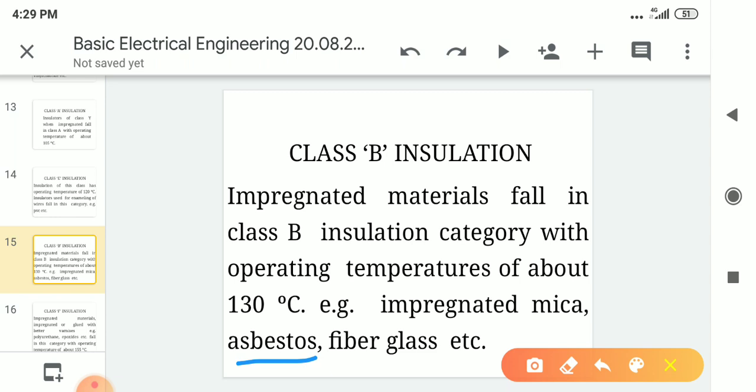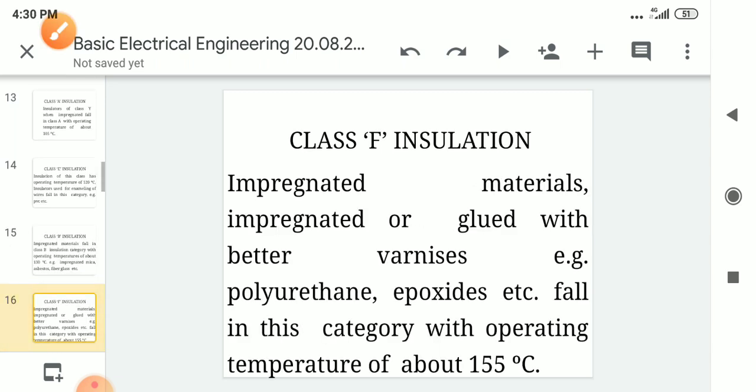Okay. After that, class F insulation material. Impregnated materials or glued with better varnishes to maintain its maximum working temperature up to 155 degrees centigrade. Mica, polyester, epoxide varnishes and other varnishes with a high heat resistance come under this category, class F.